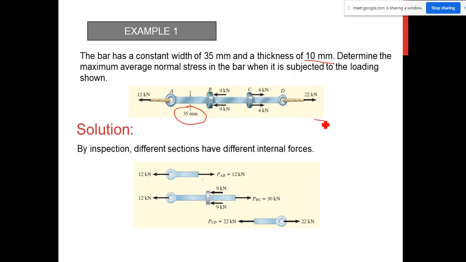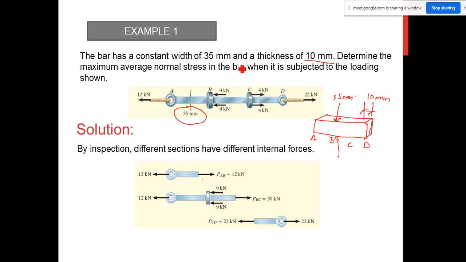So it means that the bar is something like this. Imagine this is the bar A, B, C, D, and the bar has thickness. The thickness is 10 mm, and the width is 35 mm.